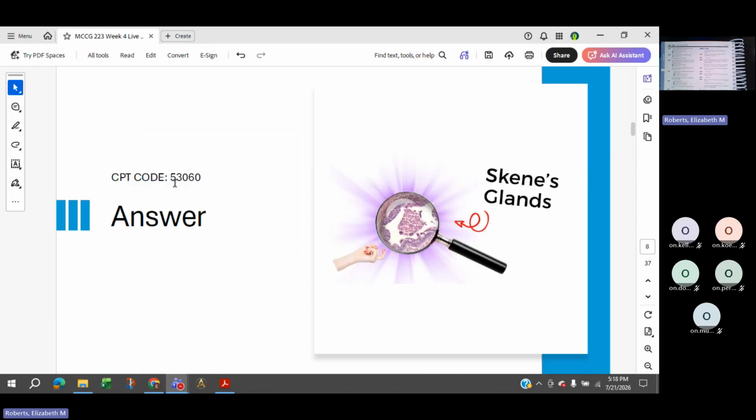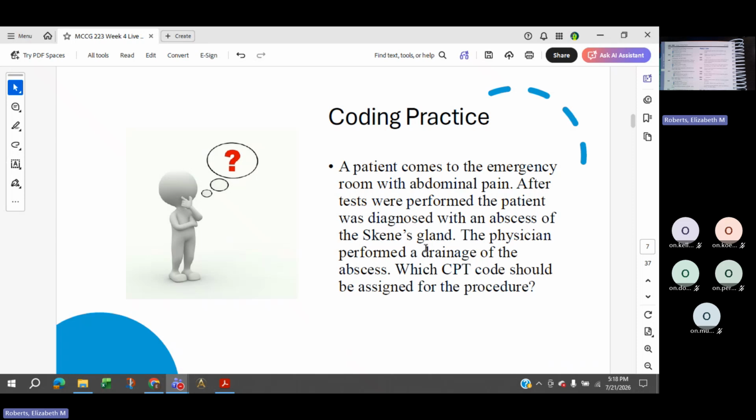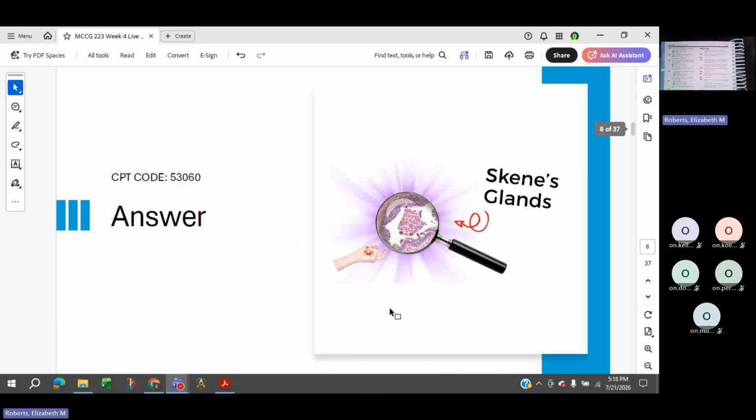I apologize again. So here we're going to be performing a drainage of the abscess of the Skene's gland specifically. Sorry, I had to run up and downstairs. So that code is going to be 53060. So thank you again for those of you who put that in the chat. Great job. This one is an interesting one.